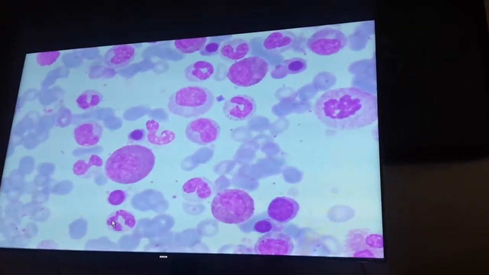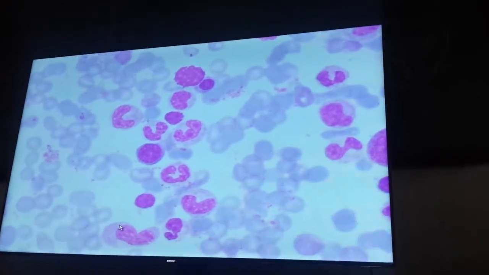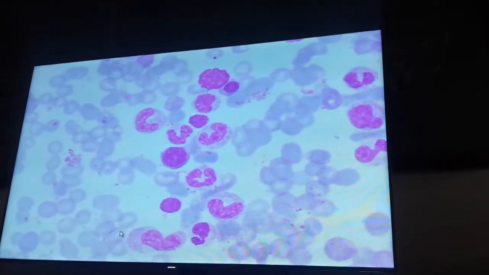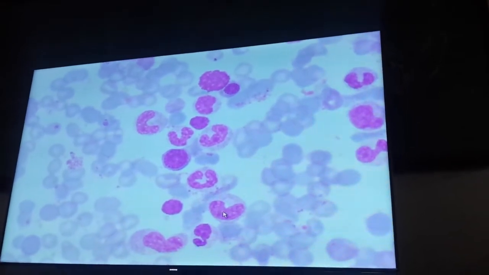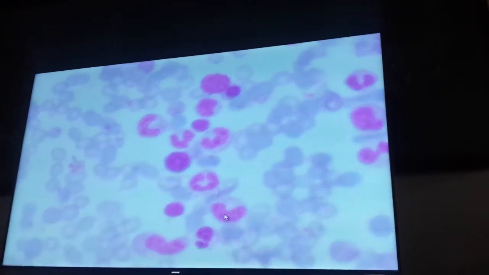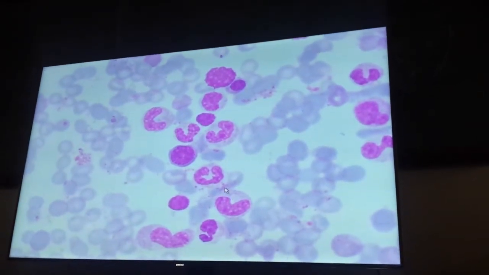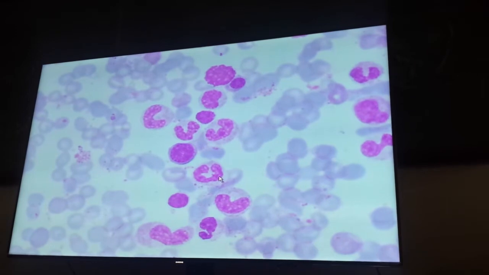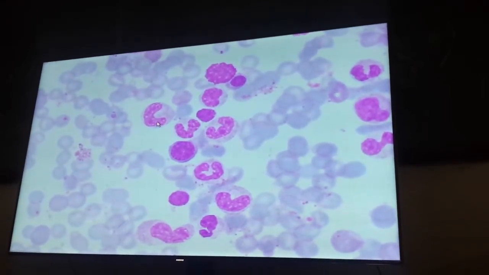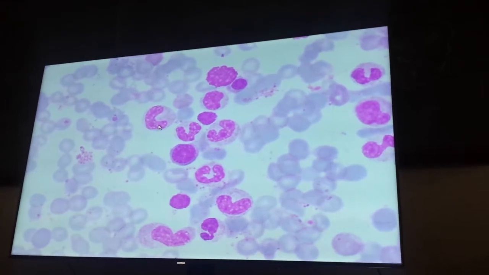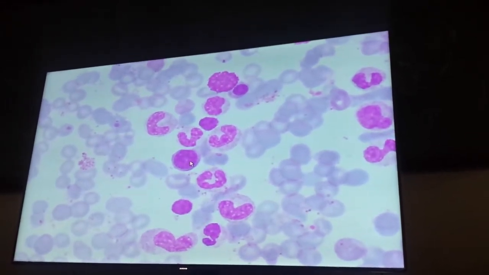So those are the stages of development of the myeloid cells. Identify the cell pointed. Band. Metamyelocyte. How about that cell? Mature. How about that cell? Band. How about this cell?